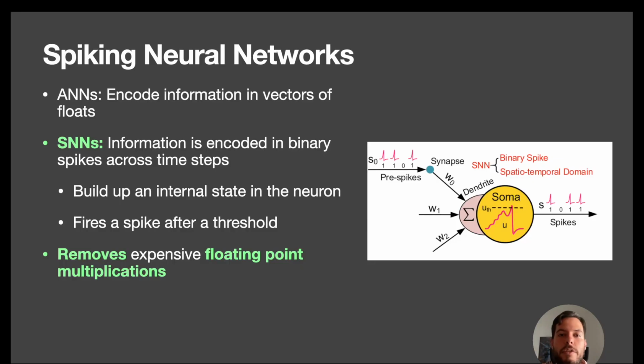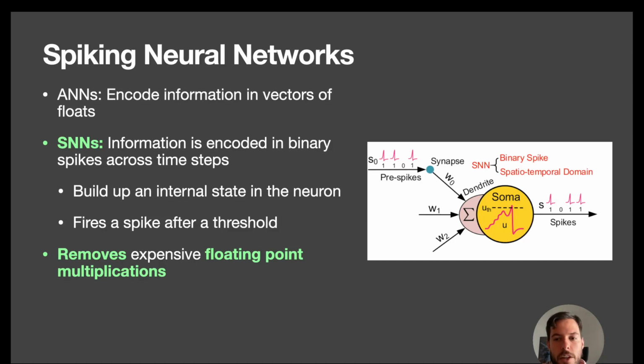So what are spiking neural networks? Most of you are probably familiar with artificial neural networks. These are classic neural networks where information is encoded in floating point numbers, and operations are done as matrix multiplication of floating point numbers. In contrast, in spiking neural networks, the information is encoded in binary spikes across time steps. So for every piece of data, you have a time series of binary spikes, so only ones and zeros.